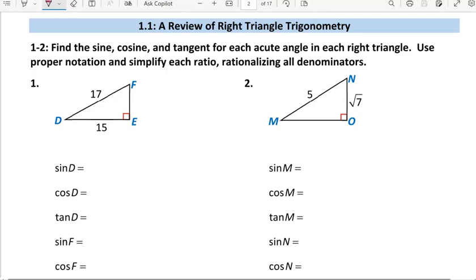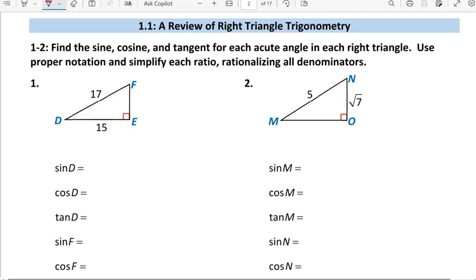This is a video walkthrough for practice 1.1. In 1 and 2, we're asked to find the sine, cosine, and tangent for each acute angle in the right triangle. And we're going to simplify each ratio and rationalize all denominators. So that means no radicals in denominators in final answers.